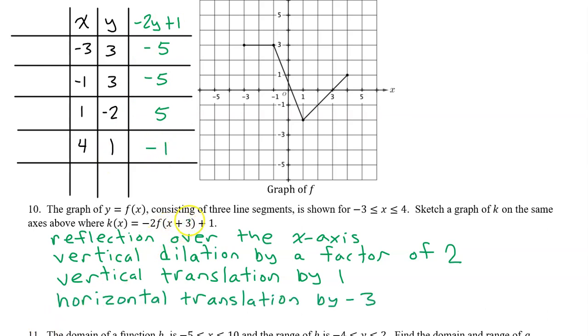There is one transformation that will affect the x values, and it's this plus 3. Horizontal transformations are the opposite of the way they look, so this will be a horizontal translation by negative 3. In other words, I can get new x values by doing the original x value minus 3. So this negative 3 will become negative 6, negative 1 will become negative 4, 1 will become negative 2, and 4 will become 1. Now we just need to plot these green points and connect the dots. Don't forget to label your graph.